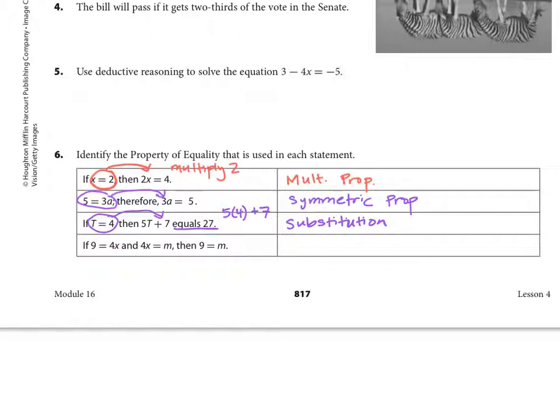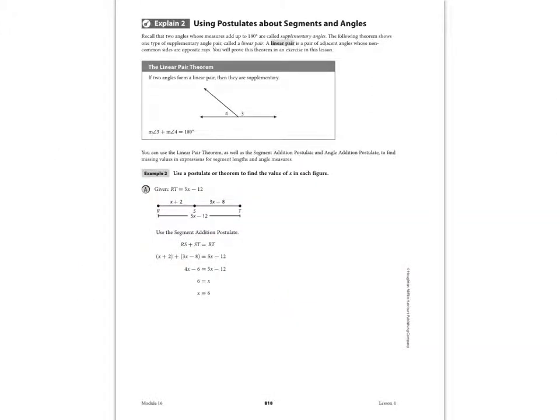And the very last part, if 9 equals 4x and 4x equals m, that means that 9 is equal to m, right? How are we getting from those two statements to the final statement here, 9 equals m? Well, since we had to combine the two statements together, that means this is the transitive property. Okay. So get used to trying to see these properties in proofs or examples of proofs, or when you're solving equations, things like that.